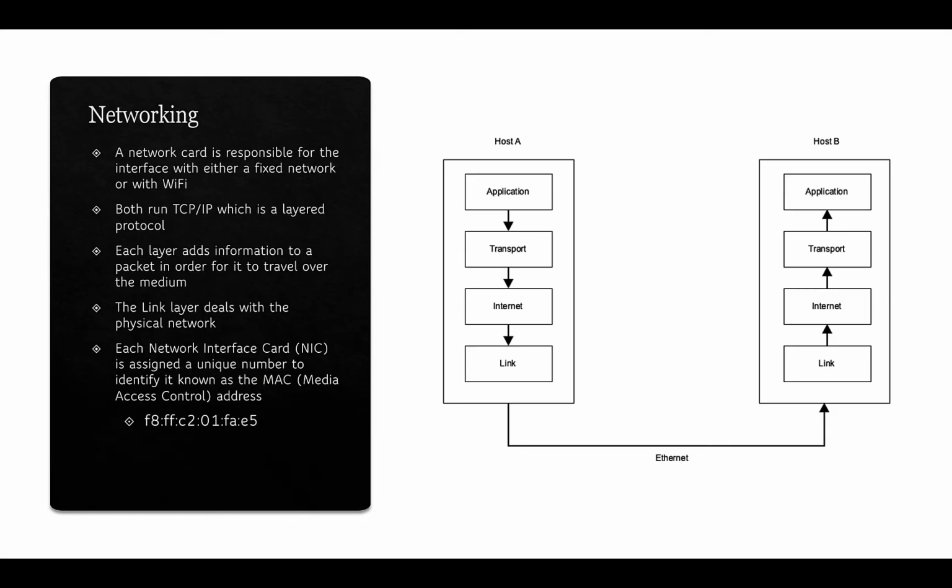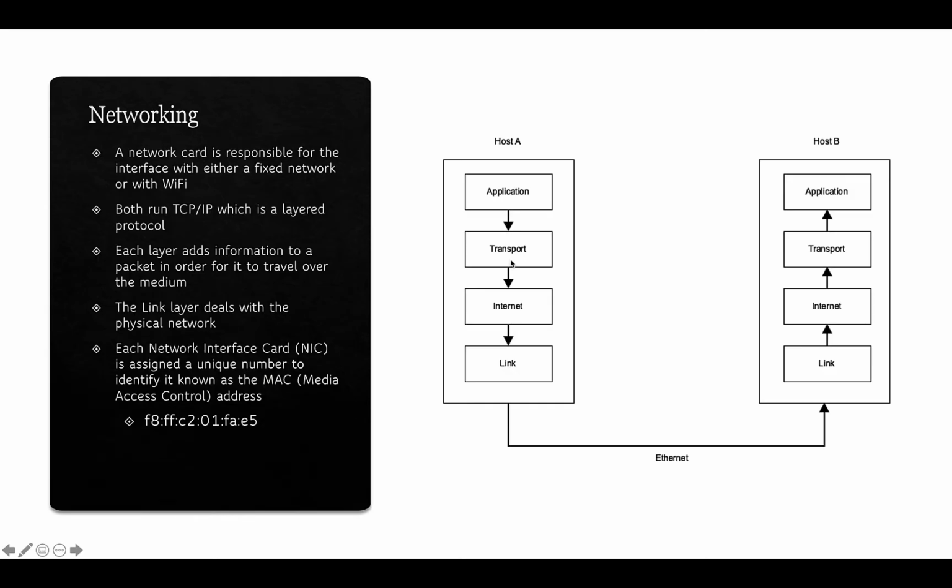Wi-Fi and fixed networks both run TCP/IP, which is a layered protocol. And in these protocols, each layer adds information to a packet of information in order for it to travel over the particular medium, whether that's a cable or wireless. And you can see here an example of where we have host A communicating with host B. We have an application which then wants to communicate over the network, and so it uses TCP/IP.